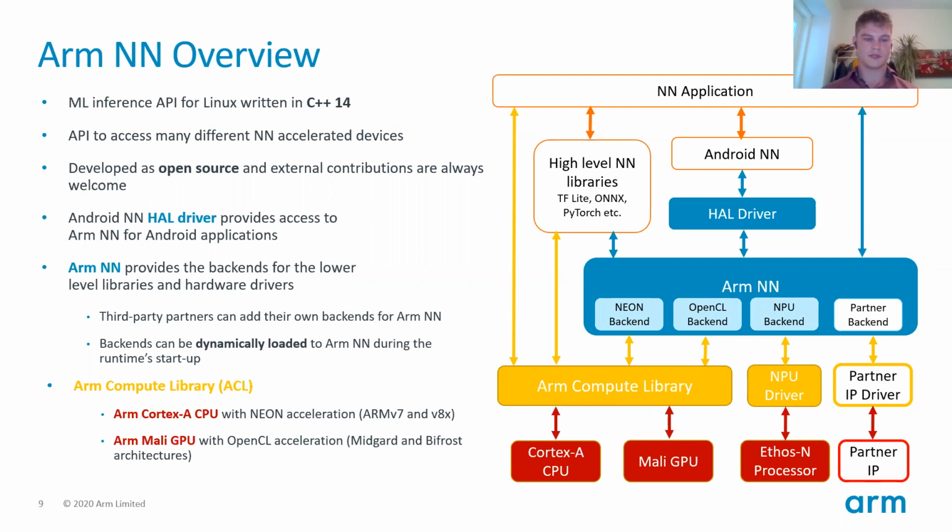And as I mentioned, our Arm Cortex-A CPUs are accelerated for ARM v7 and v8 architectures, and our Mali GPUs are accelerated for Midgard and Bifrost architectures.